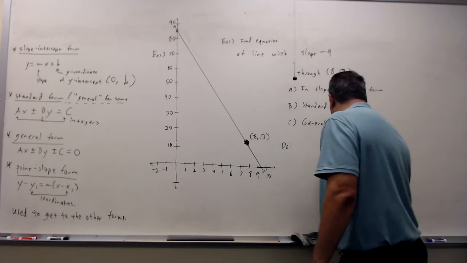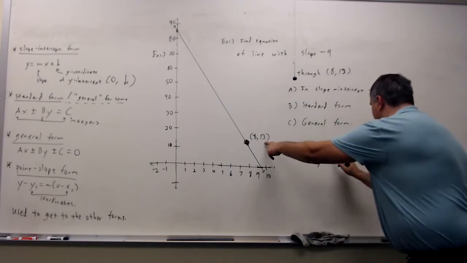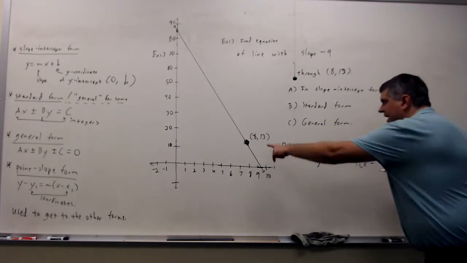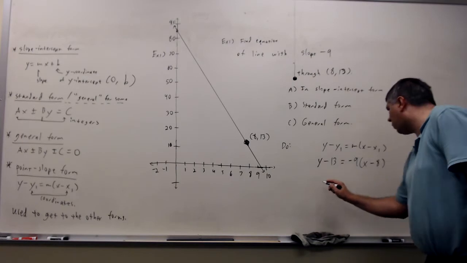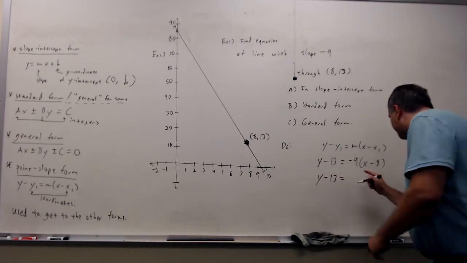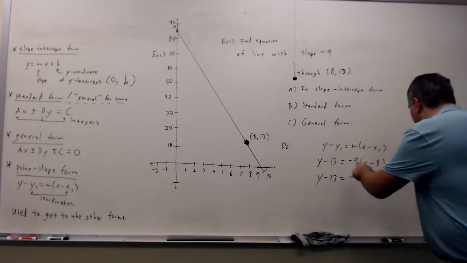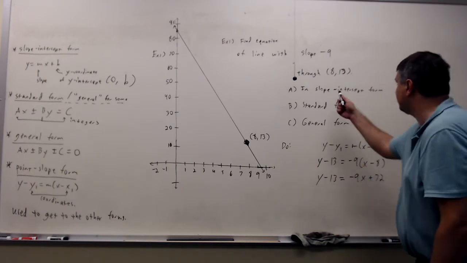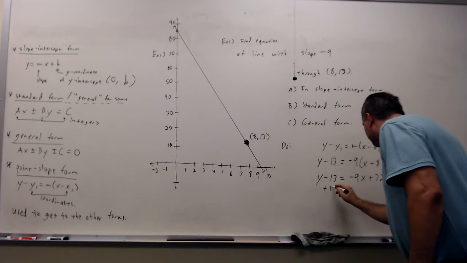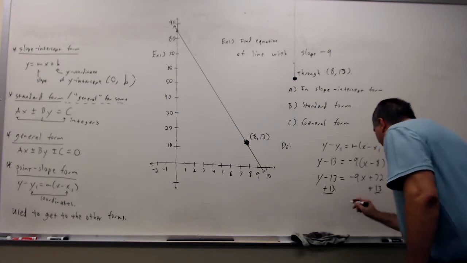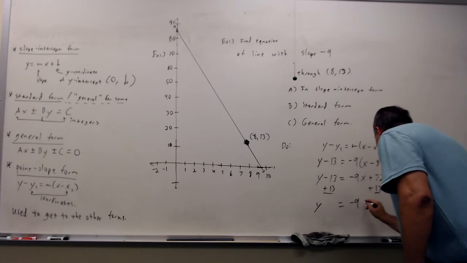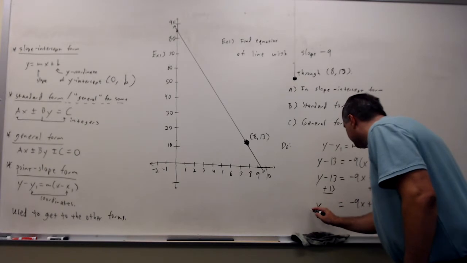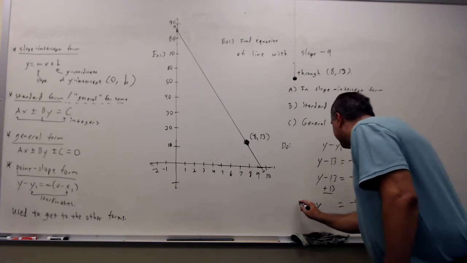Okay, so it'll be y minus the y-coordinate, 13, equals the slope, negative 9, times x minus the x-coordinate. So I have y minus 13, distribute this as negative 9x plus 72. All I need to do is solve for y to get the slope-intercept form. So add 13, and y equals negative 9x plus 85. Okay? So that finishes A.